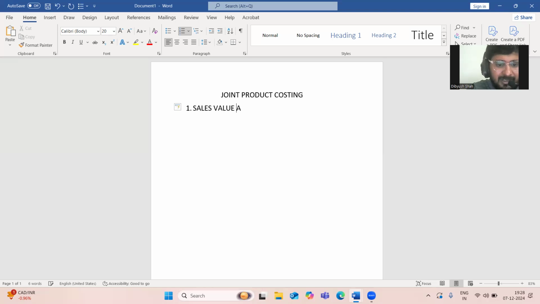Sales value at split off. Under this method, we were using sales value of different joint products after they became separately identifiable at split off point. This method is generally recommended when all the products generally can be sold at split off point itself.